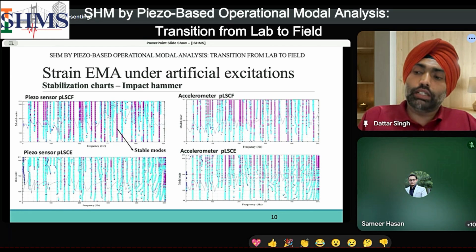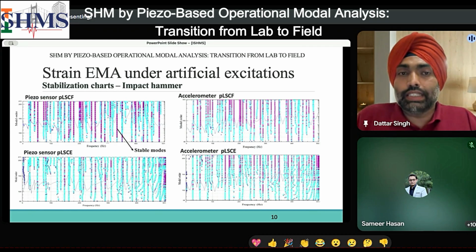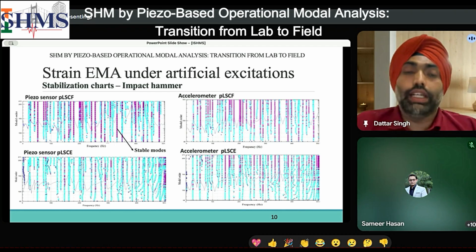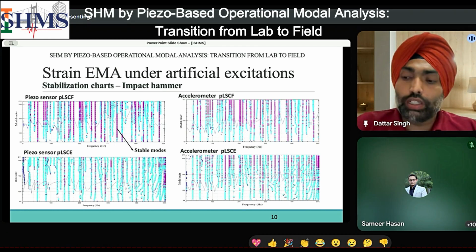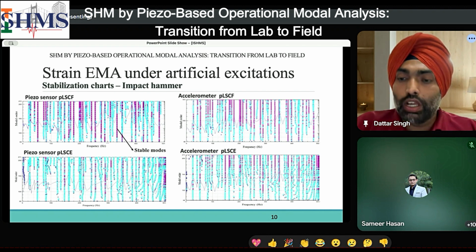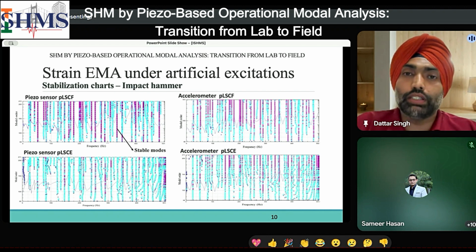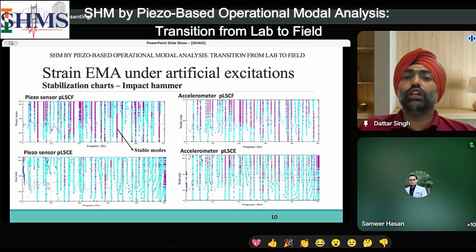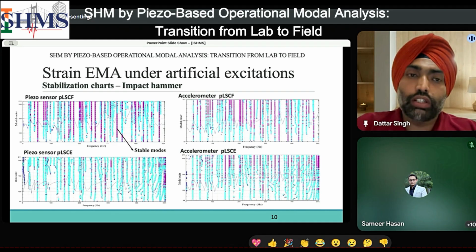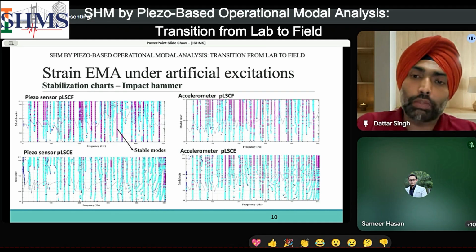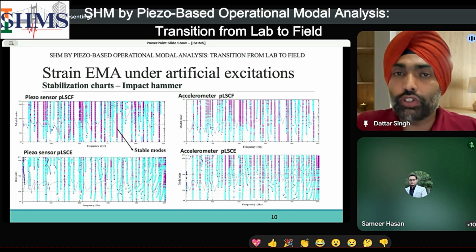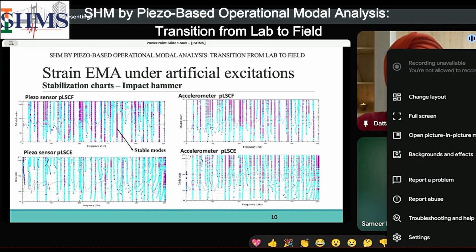Now we have covered the sensing part of the global monitoring. Now we come to the data analytics part. In this, first we need to identify the structural parameters from the measured structure response. It can be done in either the time domain or frequency domain. There are various identification algorithms available, such as least square complex frequency or least square complex eigenvalue, or there are more advanced ones, such as enhanced frequency domain decomposition and stochastic subspace identification.